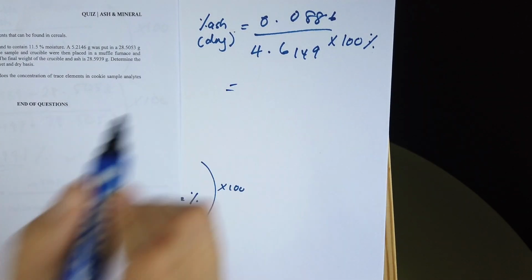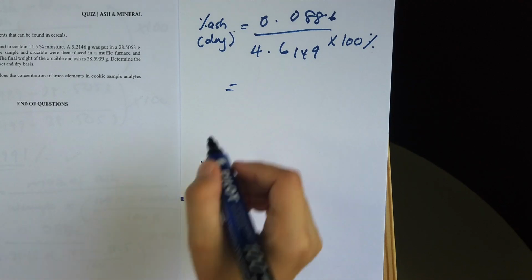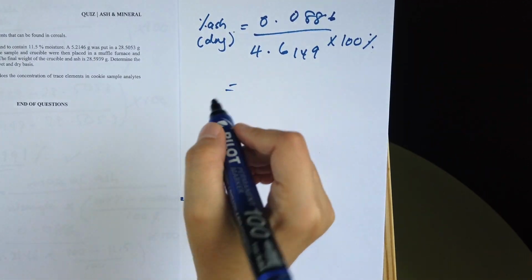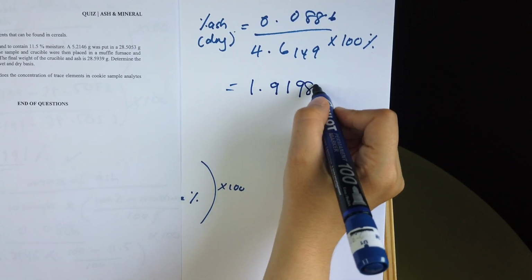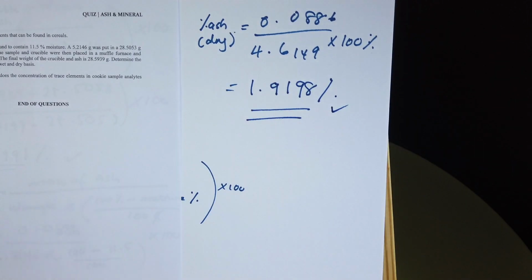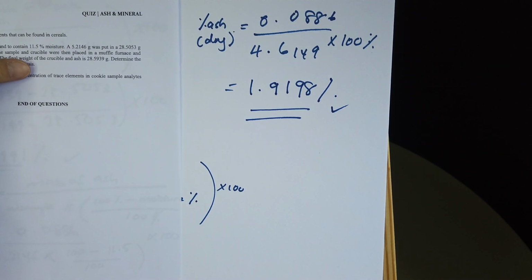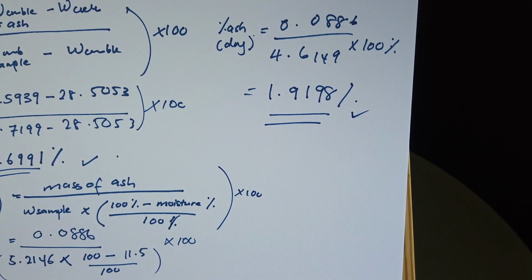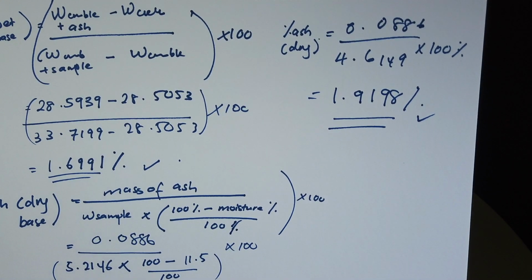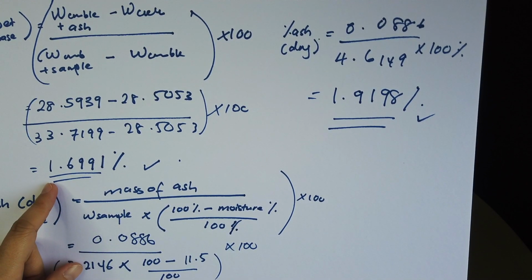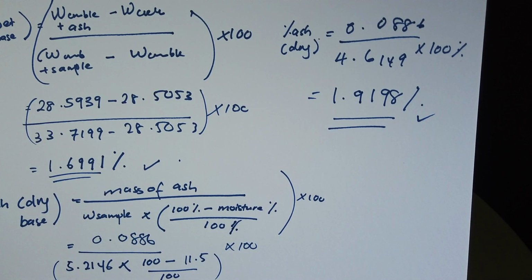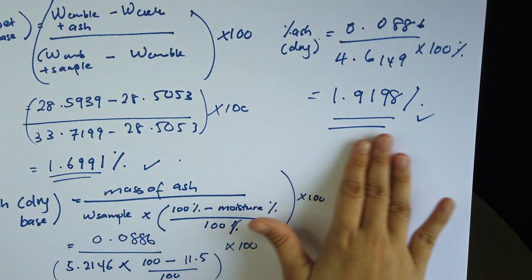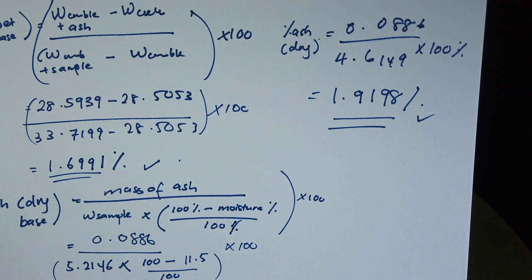So you have to press your calculator. You should get the percentage of ash, the dry basis, equivalent to 1.9198%. So this is your final answer. Altogether you have two different answers: for the wet base, the percentage is 1.6991%, and for the dry base you should get 1.9198%.